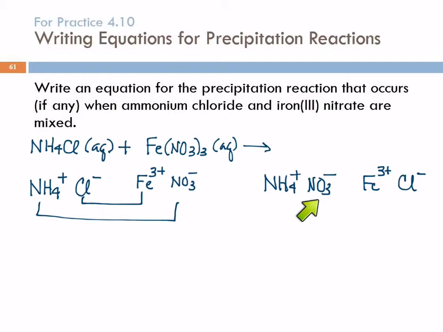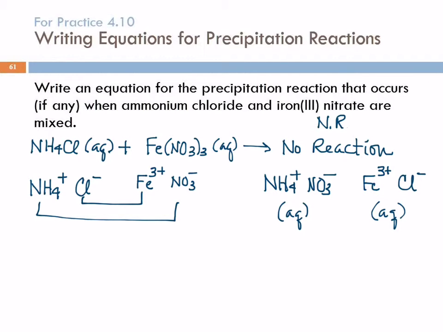So what about ammonium and nitrate? Is that going to be soluble? Yeah. Ammonium compounds are always soluble. So that one's going to be aqueous. How about iron 3 and chloride? Chloride compounds are generally soluble. The exceptions are lead, silver, and mercury. This is not an exception. This one's also aqueous. So nothing happens. They mix, but no new compounds are formed, and so this is no reaction. Or sometimes we get really lazy and we just say NR, no reaction.